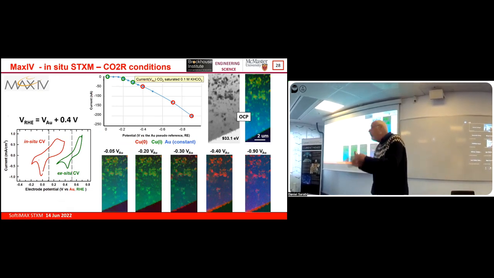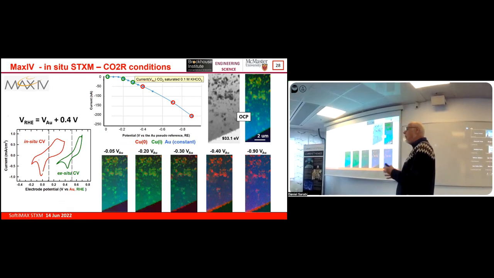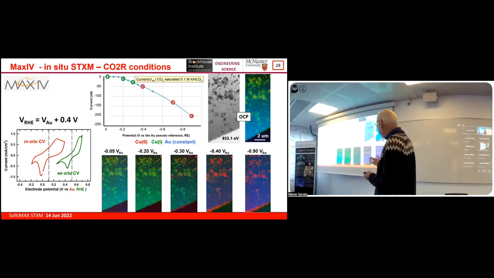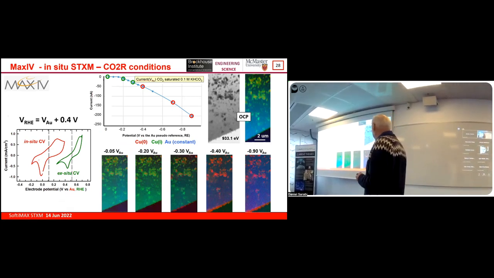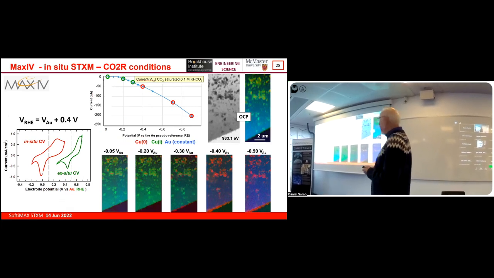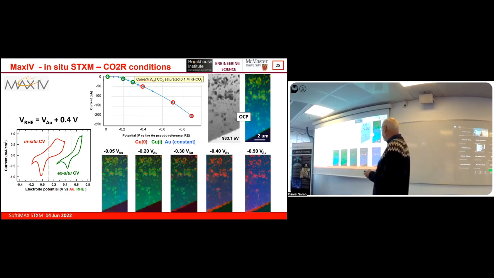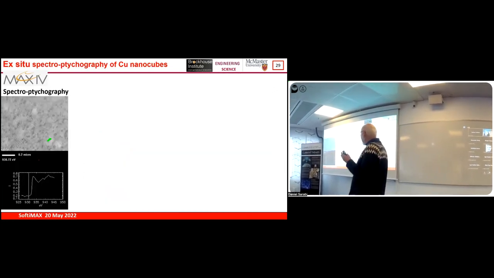So the nature of these particles, the starting point for the catalytic reaction, really changes a lot. And those are some of the things that we're noticing through these measurements. But again, as we go into the negative potential where CO2R happens, it's over copper. Okay, so let's go to ptychography.